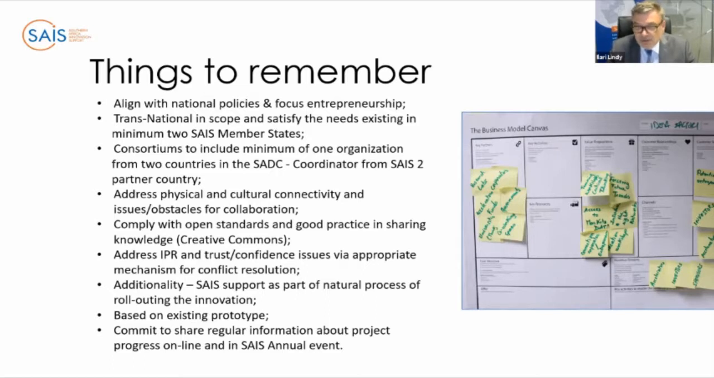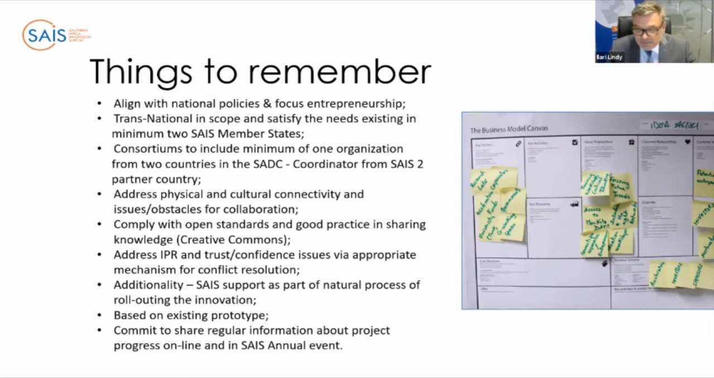Consortium should include minimum of 1 organization from 2 SADC countries. And minimum in these two organizations, the other one has to come from SAIS 2 partner country. And we have 5 partner countries, as Flora already mentioned. Nothing prevents you to build a larger consortium. It can be 5, 6, or even more, depending on how you see that your project can be constructed.